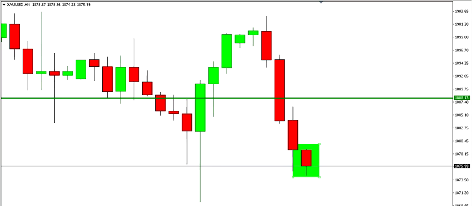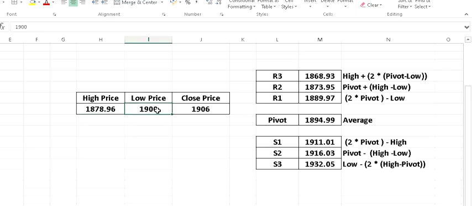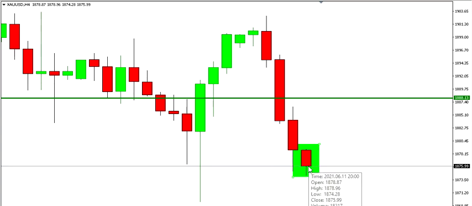Then you get your low price. Okay, the low price is 1874.28. Okay, that is your low price. Then you also get the close price. The close price is 1875.99.